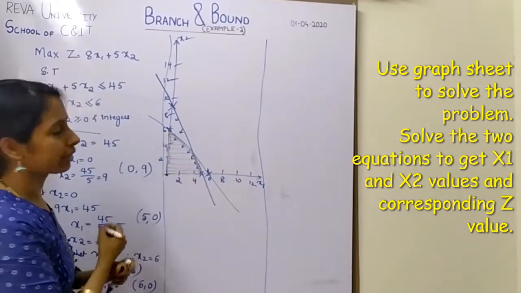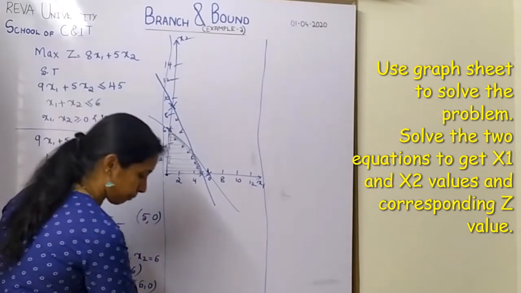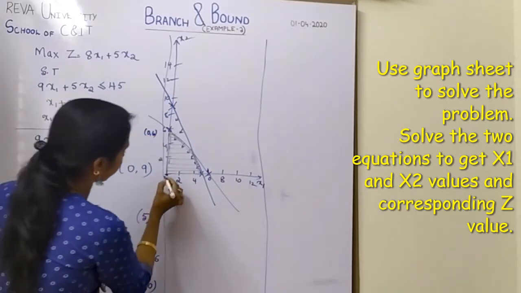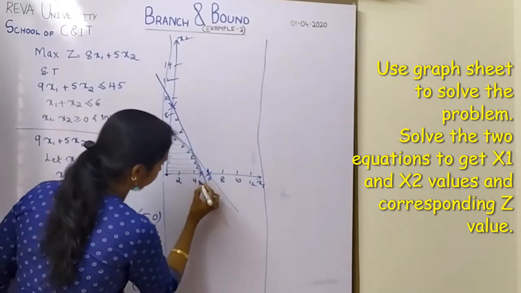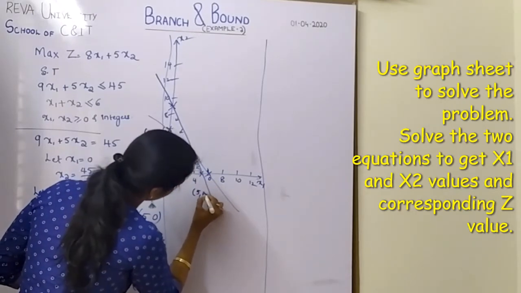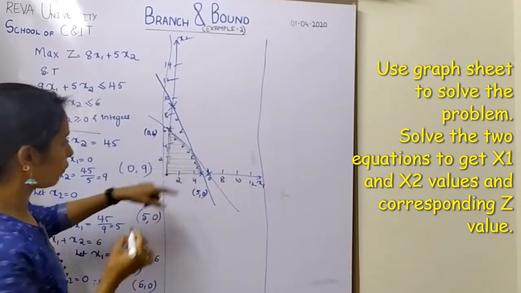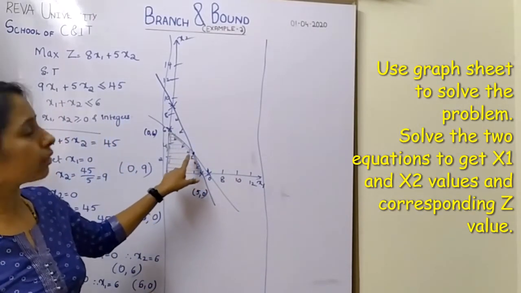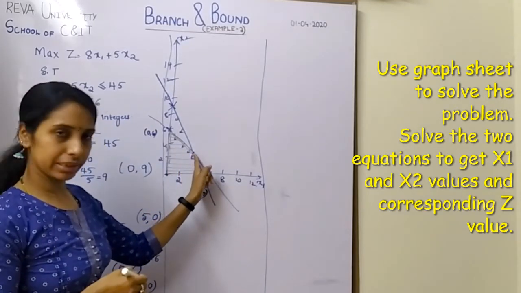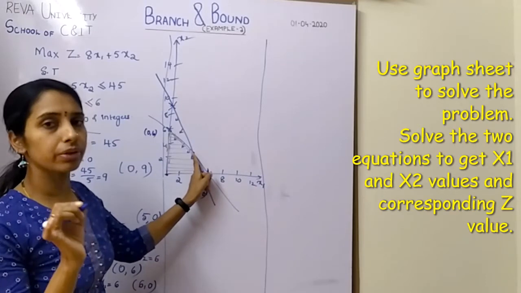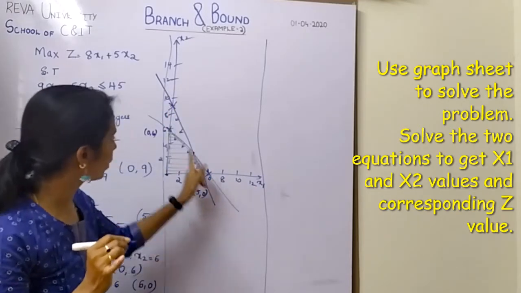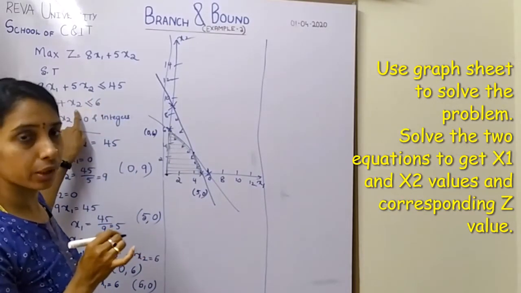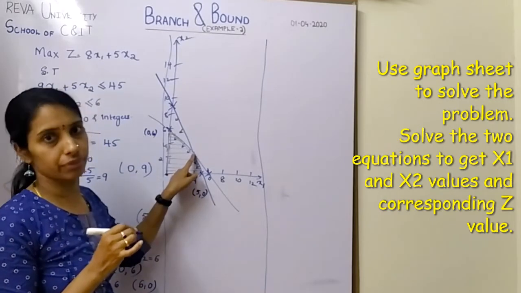So what are the points here? This point is (0, 6), and here this is (0, 0), and here this point is (5, 0). We have to find out the value for this point. In the graph sheet you can directly find it. Otherwise, how will we get it? This point we got from the intersection of the first and second equations. So solve the first and second equations to get the value of this point.